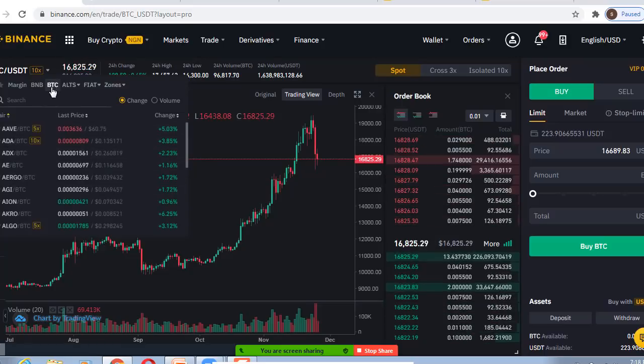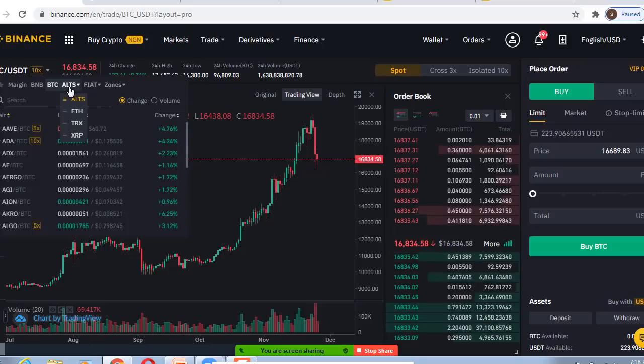You have BTC market as well. If you look, everything on the right is BTC. Why this guy changed? And we have altcoin markets. Now, what are altcoins? Altcoins are any other coin aside BTC. Why are they called altcoins? Because they are alternative coins. They are alternative coins because BTC is the first cryptocurrency that was ever created. So take note of that.